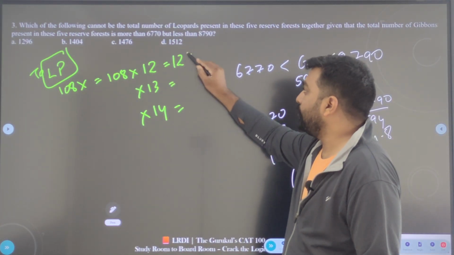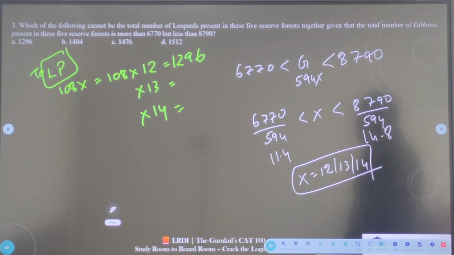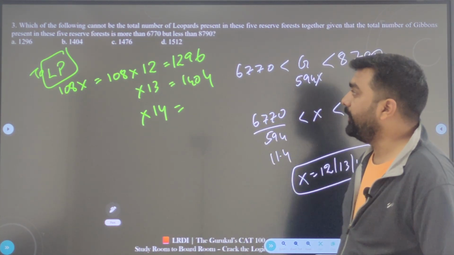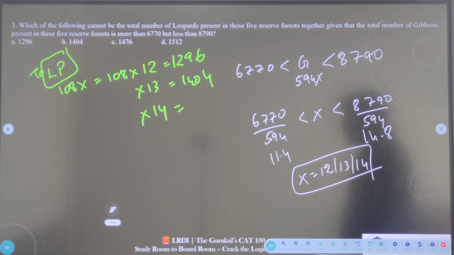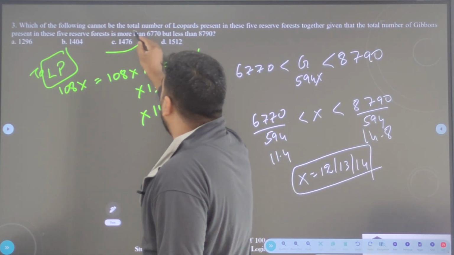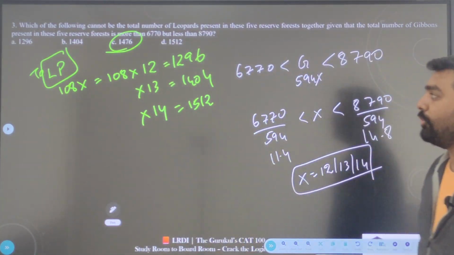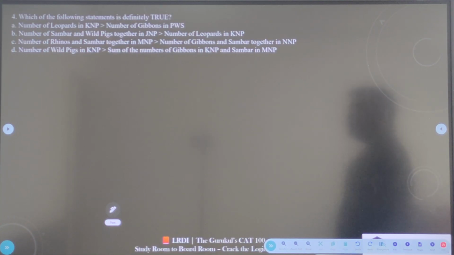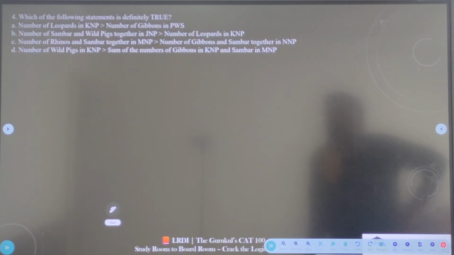Perfect. This is 1296, into 13. Very good. 1404, into 14. Yes, 1512. So 1476 is not there in any of the options. Perfect. Fourth one. Which of the following statements is definitely true?